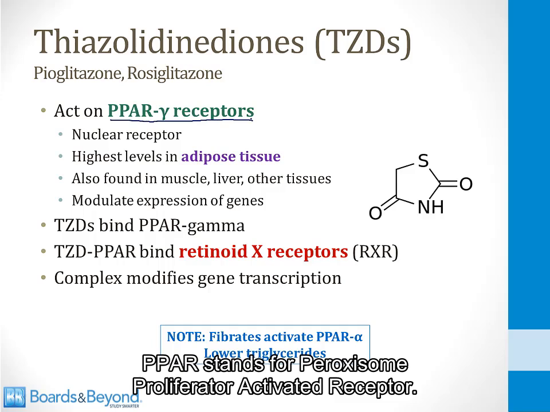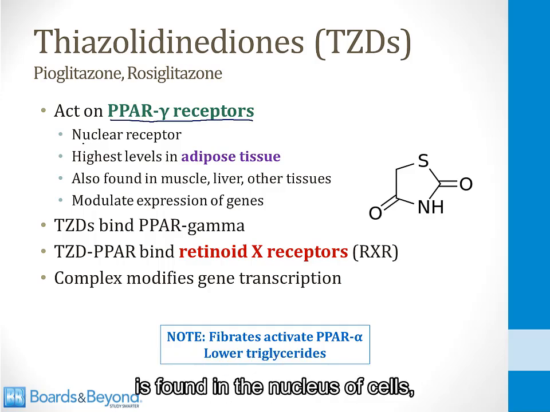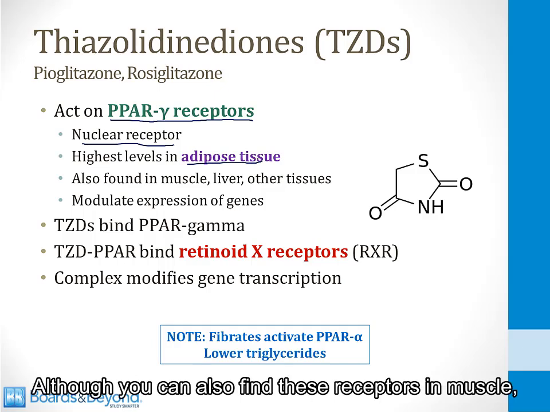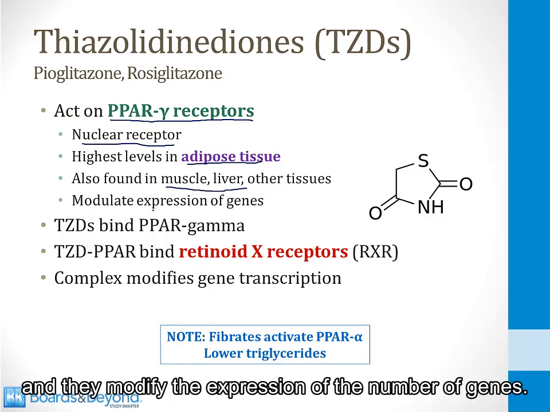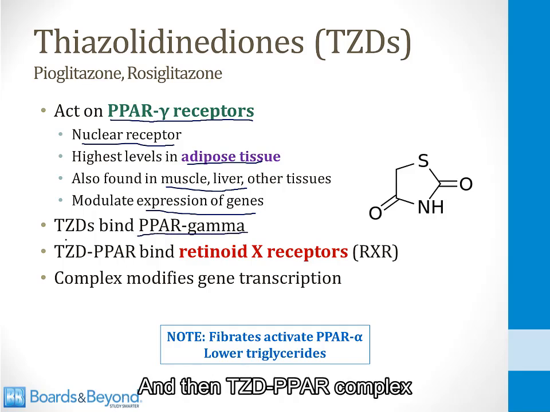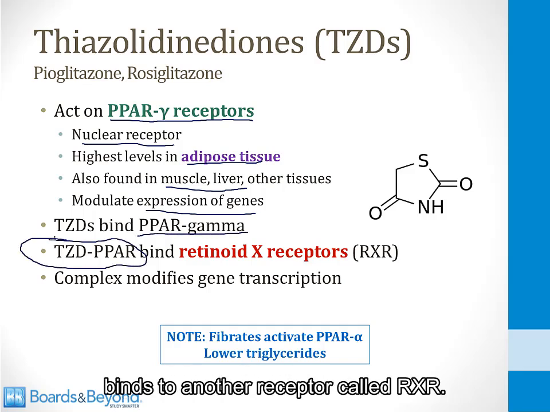PPAR stands for peroxisome proliferator activated receptor, and the PPAR gamma receptor is found in the nucleus of cells. The highest levels are in adipose tissue, although you can also find these receptors in muscle, liver, and other tissues, and they modify the expression of a number of genes. The way TZDs work is that they bind to the PPAR gamma receptor, and then the TZD PPAR complex binds to another receptor called RXR.